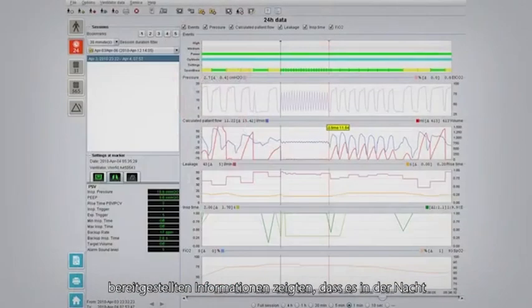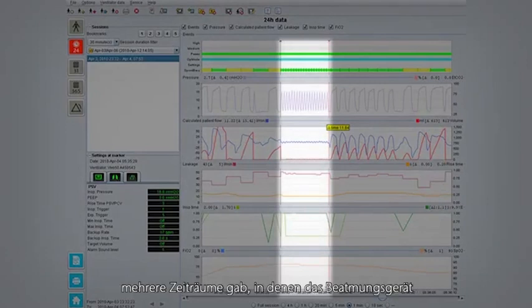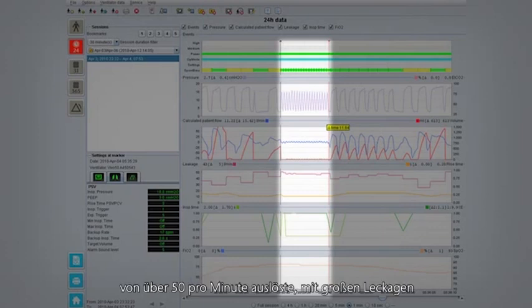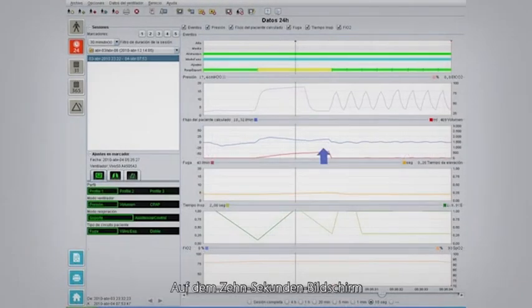The information provided in this patient by the PC software revealed that there were several periods in the night in which the ventilator triggered breaths continuously at a frequency over 50 per minute, with large leaks and absence of effective flow. In the 10-second screen, the flow after the previous controlled breath remained positive, indicating that even in the patient's exhalations and due to the leaks, the flow was still going from the ventilator to the patient.